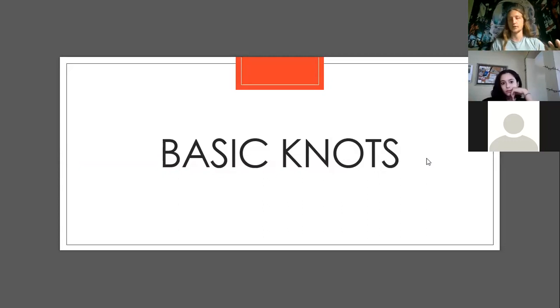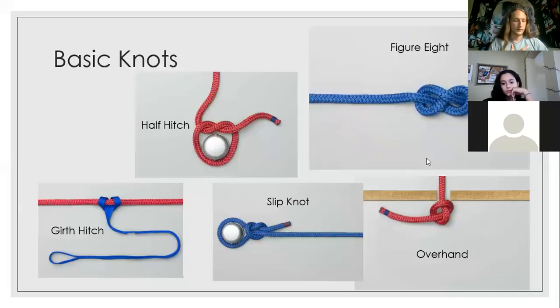Because these basic knots are going to be used a lot for building into some of the ones we're going to be talking about. So I have 5 knots here that are super basic. I'll start with the half hitch, I suppose. A half hitch is kind of a funky one.